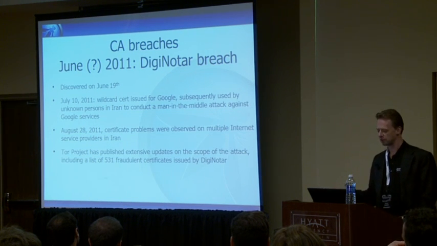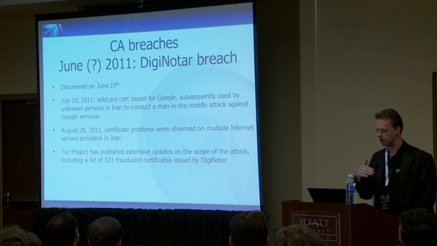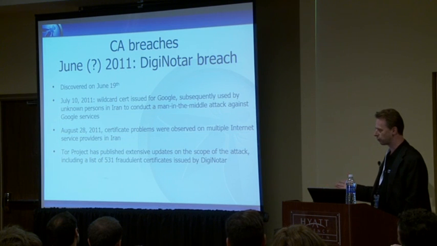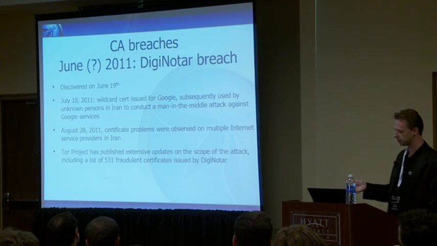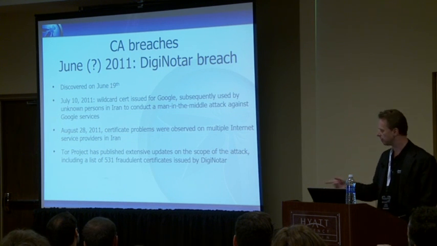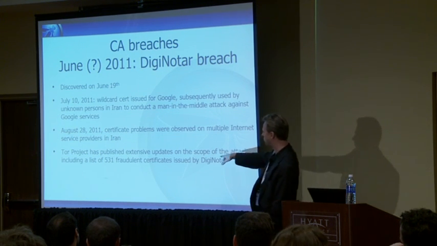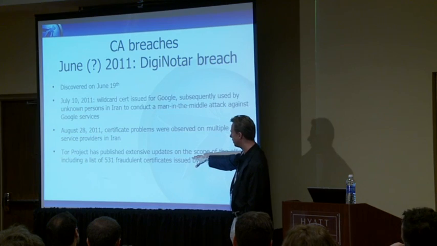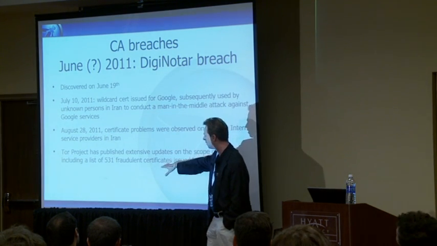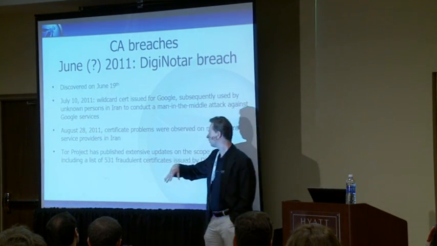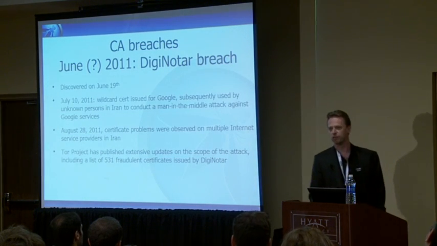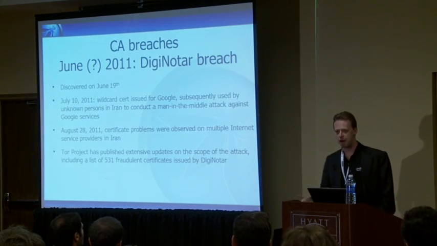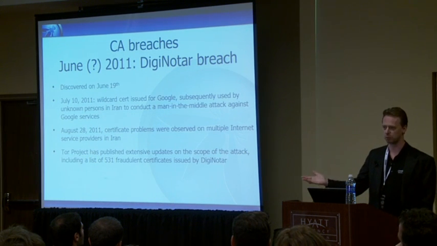In that case, it was getting really bad. A hacker managed to issue a number of wildcard certs for Google and a number of other companies. And the Tor project did extensive updates on this, and in the end they found 531 fraudulent certificates were issued by the attacker. So you can imagine a number of sites were exposed by that.